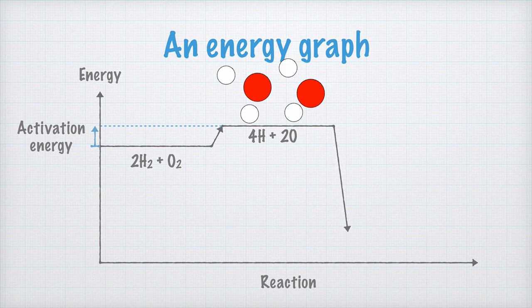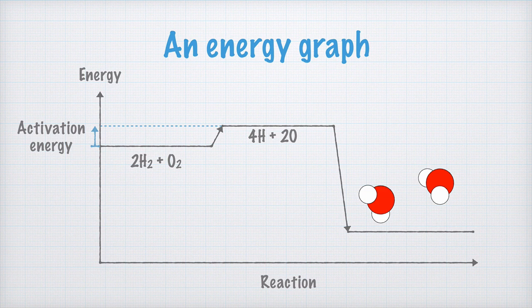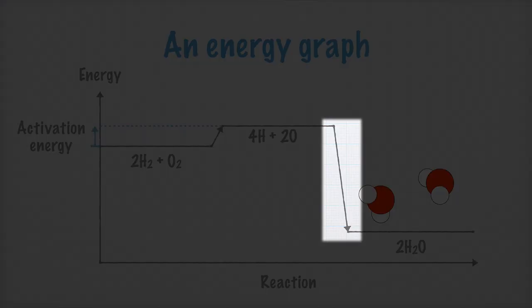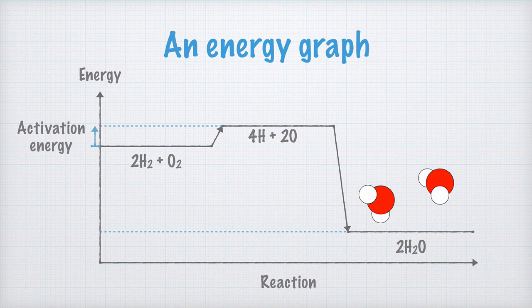When new bonds form between the hydrogen and oxygen atoms, energy is released. Like before, there is no exception to this rule. When bonds form, energy is always released. In this case, 2 water molecules form. As you can see, quite a lot more energy is released than was initially absorbed. This is why this reaction is highly exothermic.